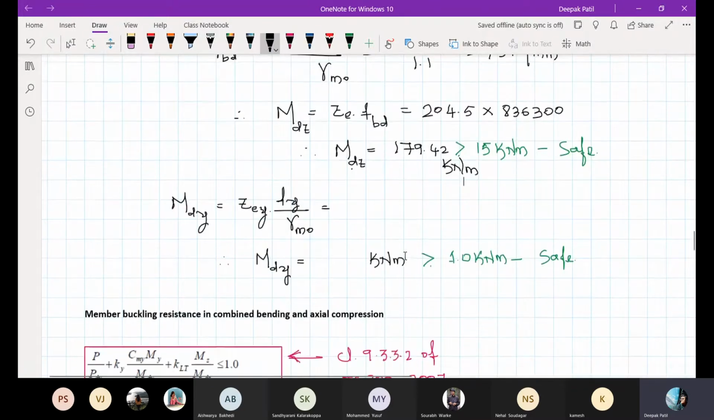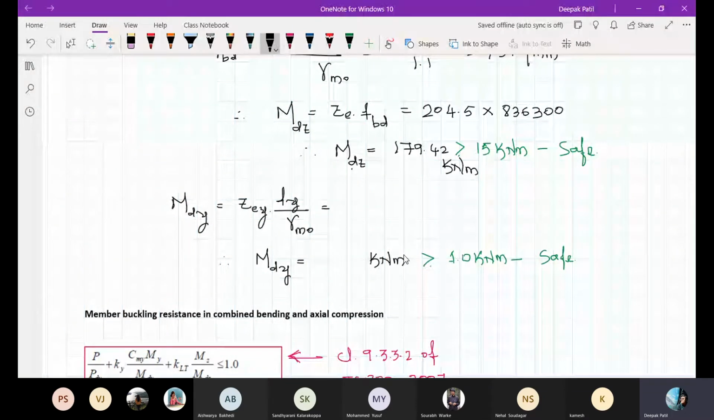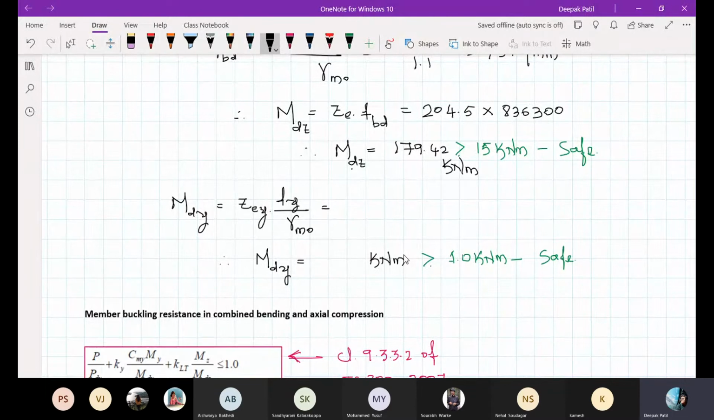Then you can calculate MDY, which is given by this formula: the elastic section modulus along minor axis multiplied by Fy divided by gamma m naught. This elastic section modulus is along major axis and this is along minor axis. This value is 175.5 into 10 raised to 3, which you will also get from the steel tables. This is multiplied by Fy, 250, divided by 1.1. So MDY I am getting as 39.9 kilonewton meter.